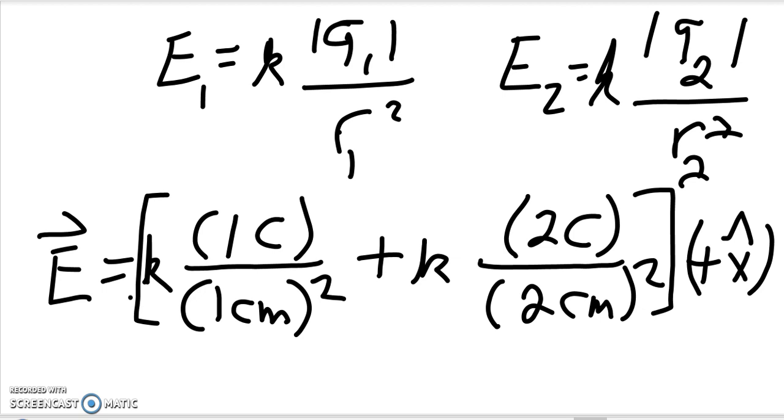You can carry out that calculation. Now, of course, you're going to want to convert your centimeters into meters, so it should be 0.01 meters squared and 0.02 meters squared. And you can plug in the value for K, which is, of course, 9 times 10 to the 9th newtons times meters squared per coulomb squared. Your overall answer should give you newtons per coulomb. All right, and that's the value of the field.